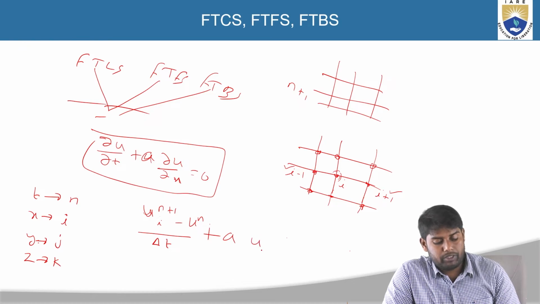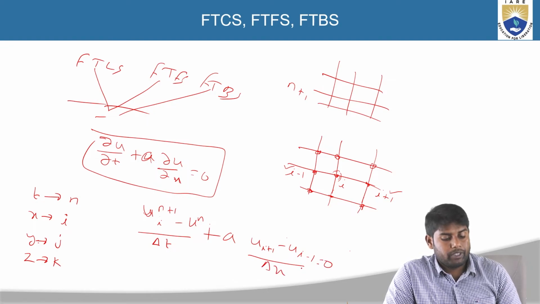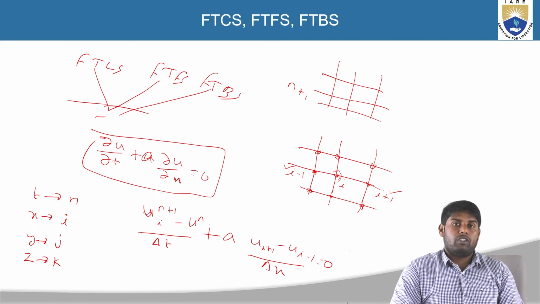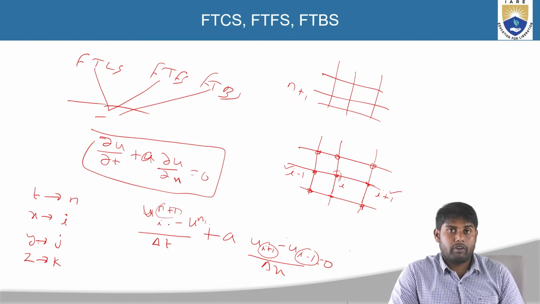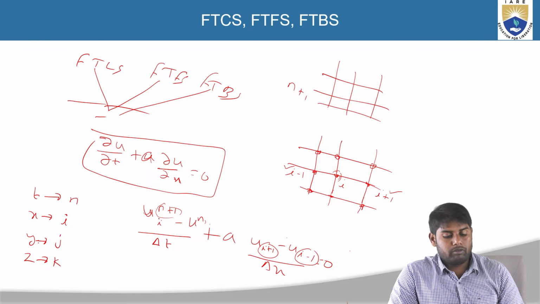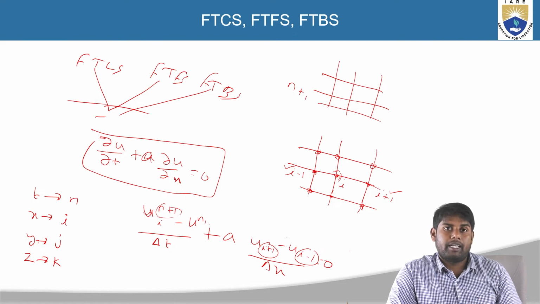So this is central in space, which is u of i plus 1 minus u of i minus 1 divided by delta x equal to 0. Here you can see this is a first order scheme, with first order derivative. We have i plus 1 and i minus 1 terms, and for the time we have n plus 1 and n, so this is forward in time. You can also have central in time, but now we are discussing forward in time, central in space. Central in time, central in space is called CTCS.